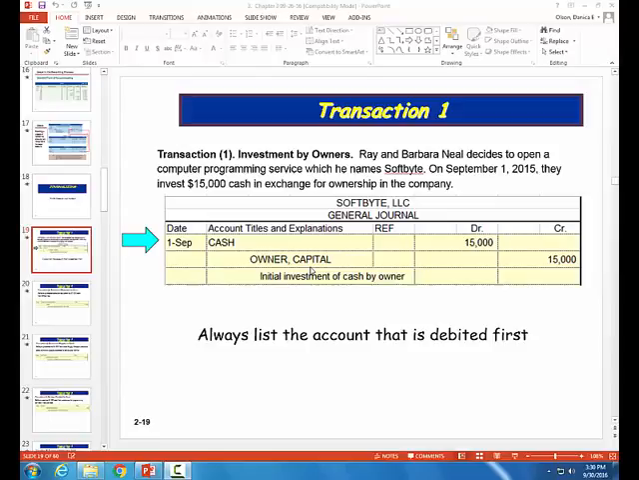We then list the account that gets credited. In this example, it's owner capital. And then we put the amount, $15,000, in the credit column. Our final line is a description, initial investment of cash by owner. When we do journal entries, our debits always equal our credits.